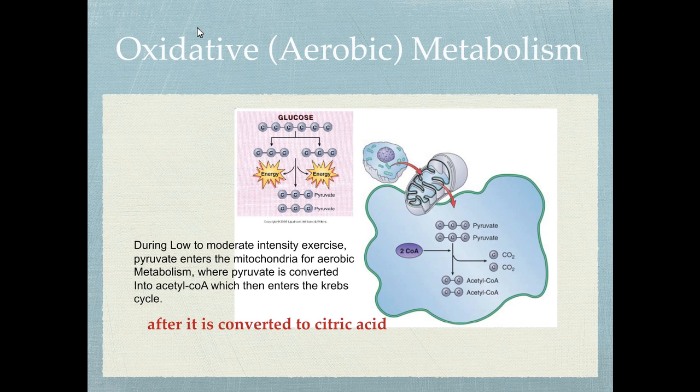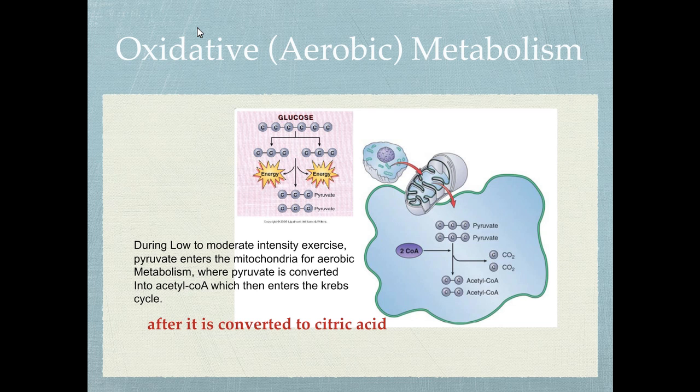Okay, let's move on to oxidative metabolism. Remember, during high-intensity exercise or low-intensity exercise, glycolysis converts glucose to pyruvate. And pyruvate ends up going to the mitochondria, where it is converted to acetyl-CoA. So, acetyl-CoA essentially is converted into something known as citric acid.